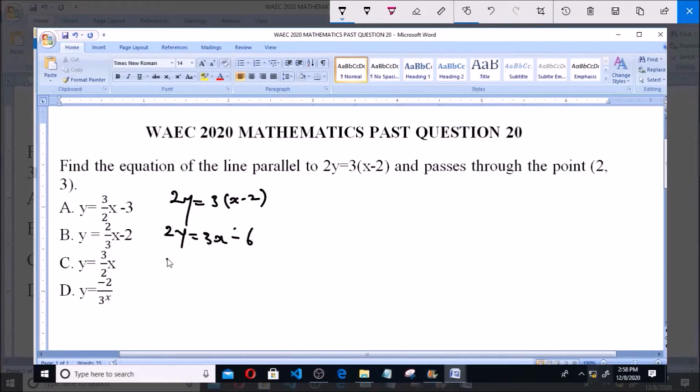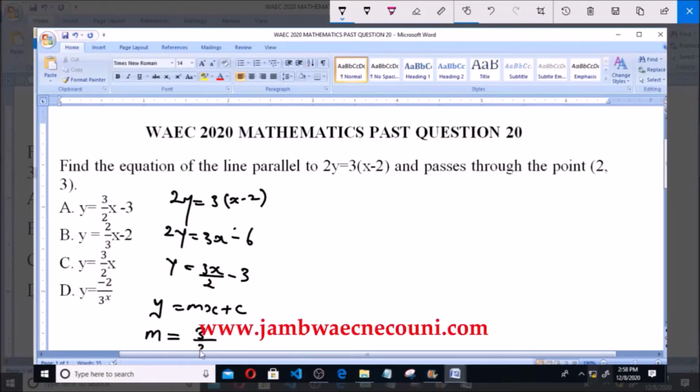So we can simply say that y is equal to 3x over 2 minus, so 6 over 2 will give us minus 3. Now from the equation of a line, we know that y is equal to mx plus c. M here represents the slope, so from this equation, the m, which is the slope or the gradient, is equal to 3 over 2.